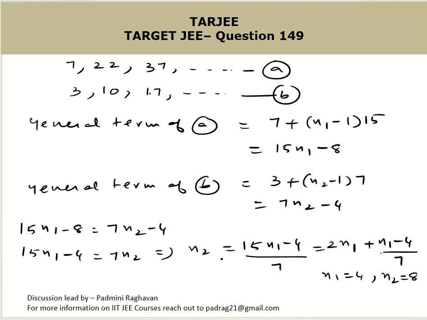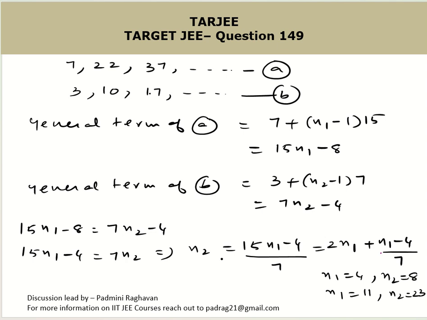Similarly, let me take one more value. This should be divisible by 7. That means I will take the next value of n1 as 11. 11 minus 4 will be 7. 7 by 7 will give me 1. So 23 will be the next term. So the fourth term of the first series is equal to the eighth term of the second series. Similarly, the 11th term of the first series will be equal to the 23rd term of the second series.